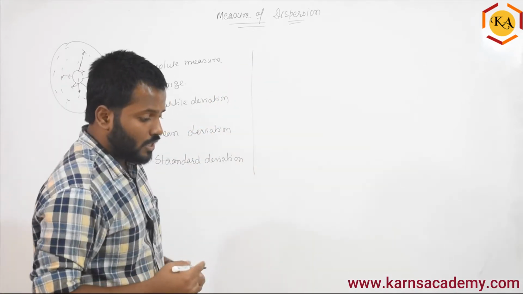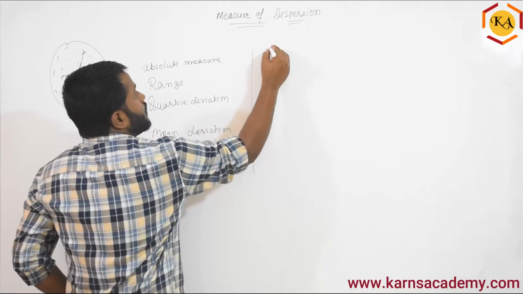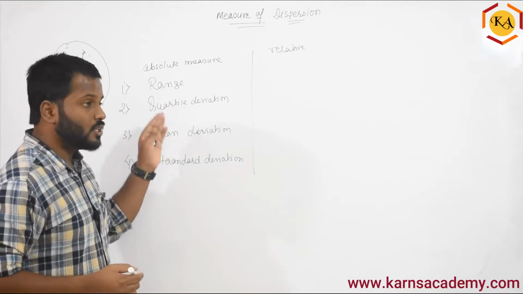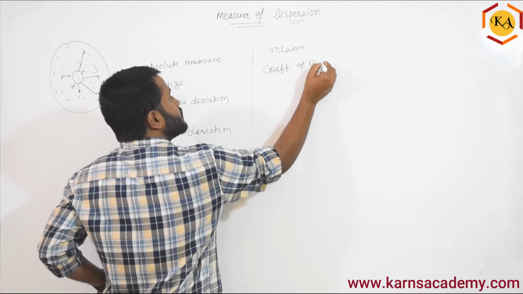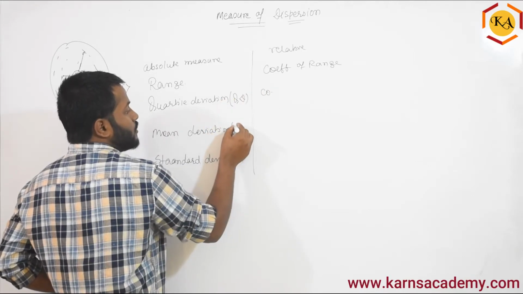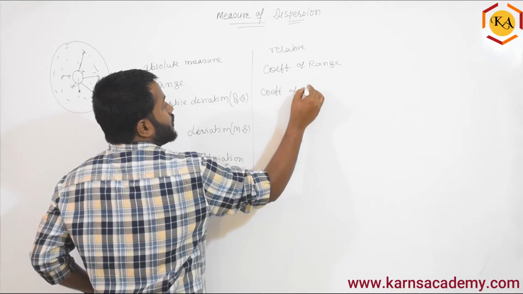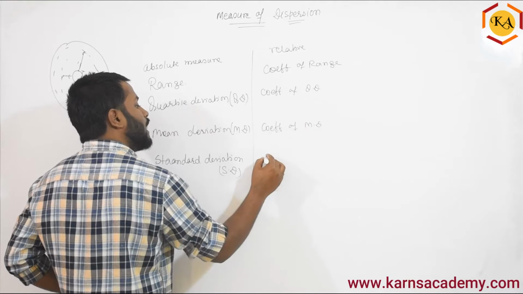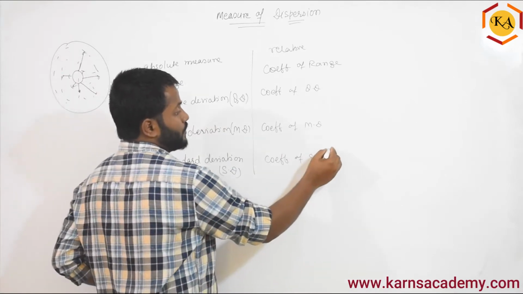Similarly, we have another thing called the relative measure. Now under this, all these methods, whatever you have studied, the coefficient of these will be studied. For example, coefficient of range, then coefficient of QD, which we denote as QD. Mean deviation we denote with MD and standard deviation with SD. So coefficient of QD, similarly coefficient of mean deviation and coefficient of standard deviation, which is also called coefficient of variation.